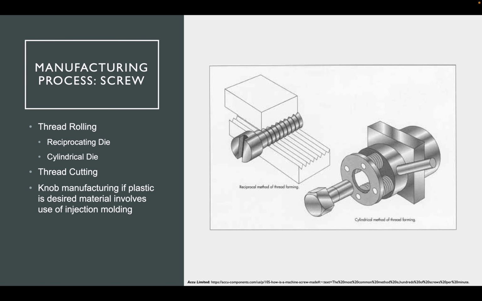Here are the manufacturing processes for the screw, which is the major feature on this assembly. Thread rolling uses the reciprocating die, which can be shown with this image right here, or cylindrical threading. What I researched is that the reciprocating die is what's used most commonly, and that applies pressure to create the threads. And to create the knob, if the knob is made out of plastic, you could use injection molding.